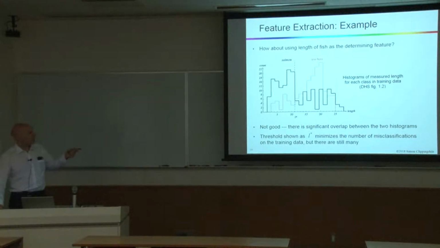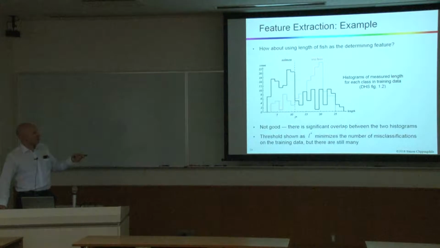How does that work? Well, the black line here is a histogram of the lengths of salmon in your sample images, and the pinkish-orange line is the histogram of the lengths of sea bass. So on the whole, sea bass tend to be longer than salmon. If you put the boundary between the two at this length here, L star, that minimizes the amount of errors that you make.